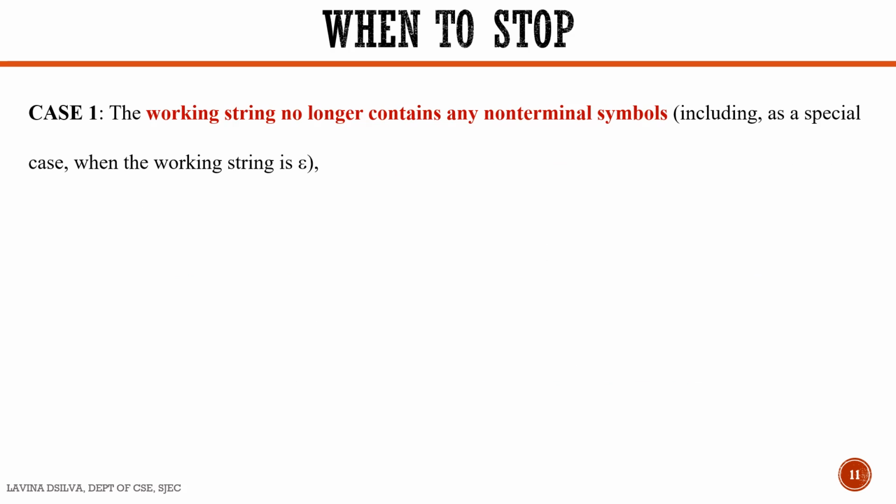Case number 1, that is when the working string no longer contains a non-terminal symbol, which means that we have arrived at the end of the string, or we have derived our string. I will take a set of rules, that is S tends to ASB and S tends to epsilon, and we are supposed to derive the string AABB. We have already seen this example, so I'll be quick here.